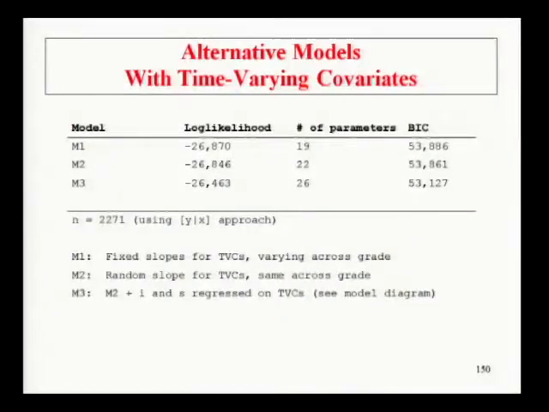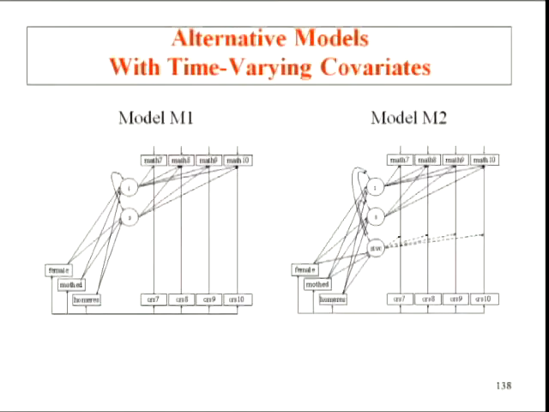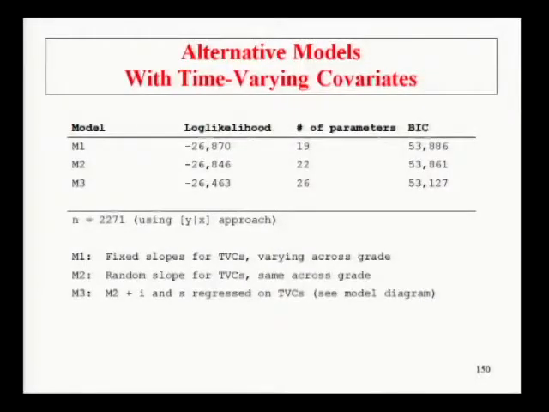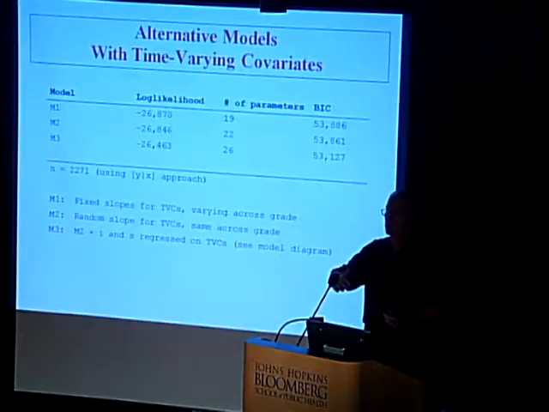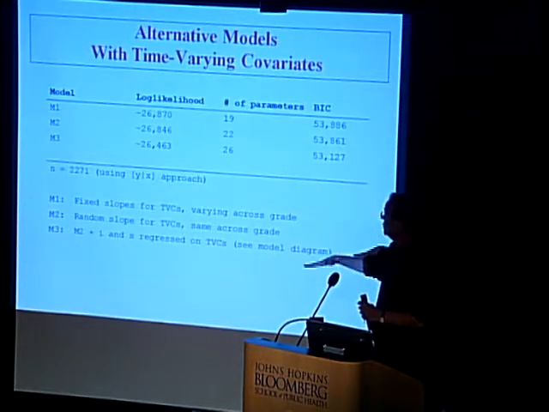Random slope for the time-varying covariates. Same across grade. So the slope varies across people, but not across grade. So it is exactly like the drawing here for Model 2. And it has log likelihood minus 26,846. And then you have to know a high log likelihood is a good log likelihood.